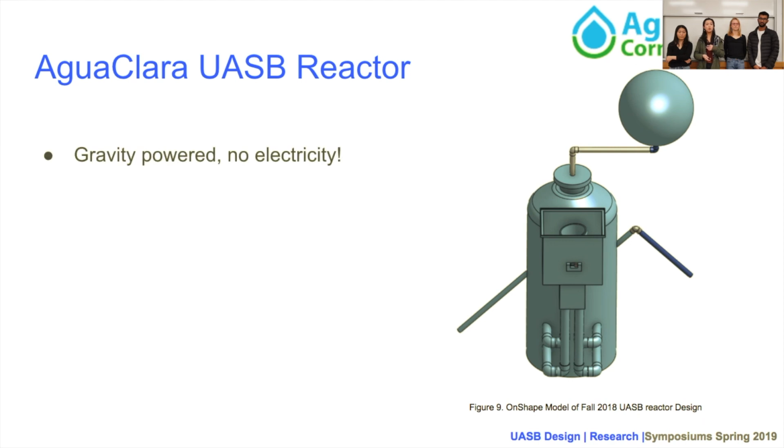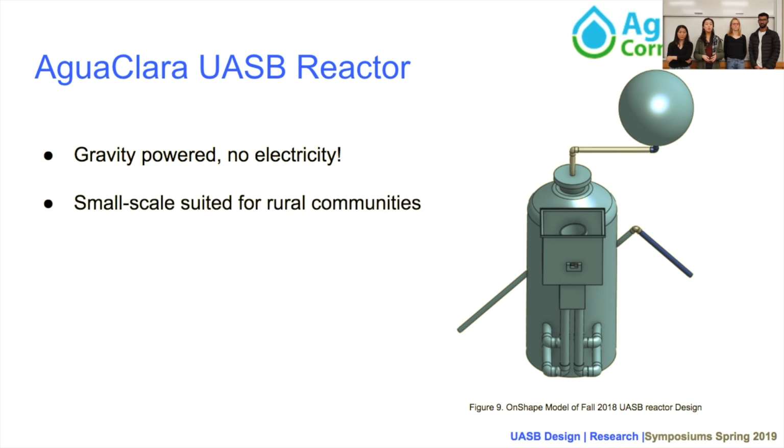A couple of goals that we have for this UASB reactor is to make sure that it's gravity powered, so no electricity is needed, and ideally we'll be producing electricity from burning off the biogas that we collect. We also want to be able to make this smaller for rural communities, so that it can efficiently remove COD from wastewater. And then we also want to make it easy to fabricate and a modular plant, so we can easily take it apart and put it back together in case we need to maintain or clean or upgrade any parts.